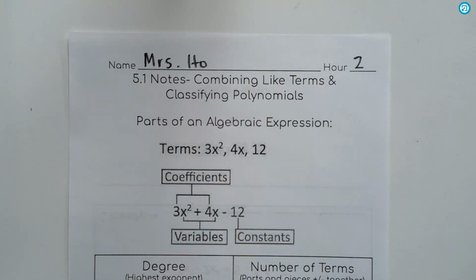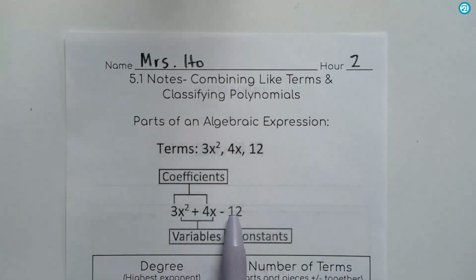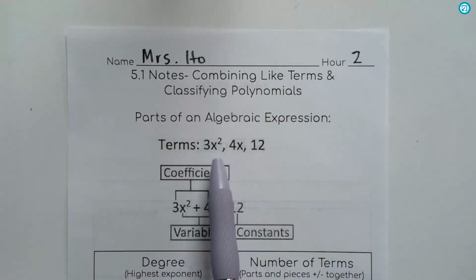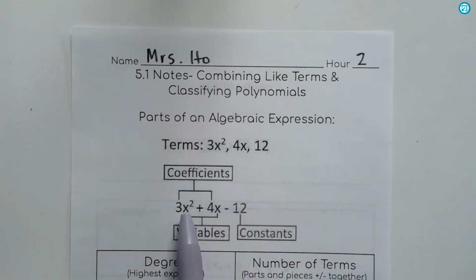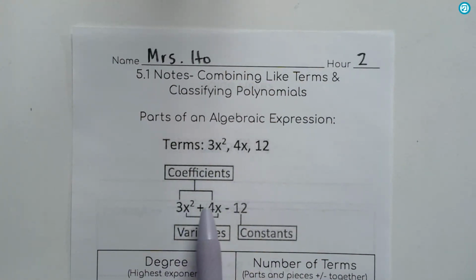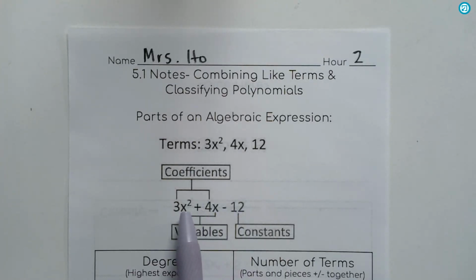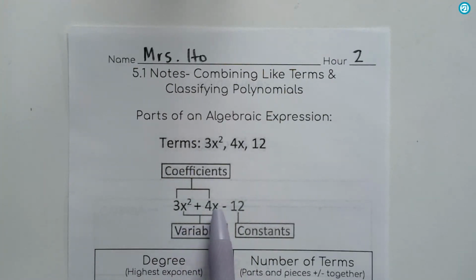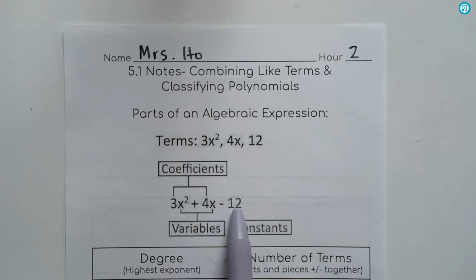With that being said, these are the parts of an algebraic expression. If I've got this algebraic expression here, 3x squared plus 4x minus 12, first of all, that has three terms. The terms of an expression are the parts that are added or subtracted together. So 3x squared is one term, 4x is one term, negative 12 is one term.